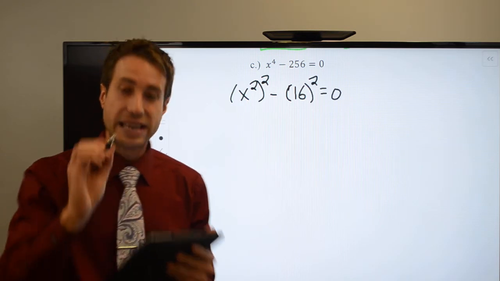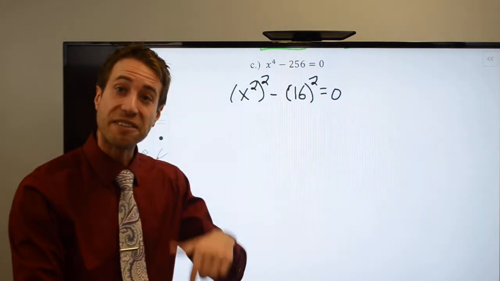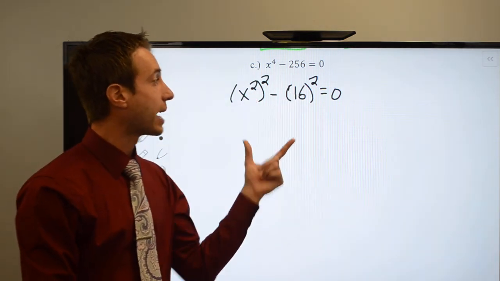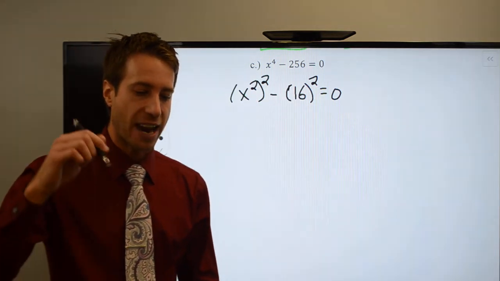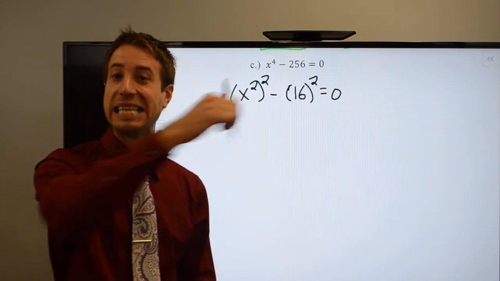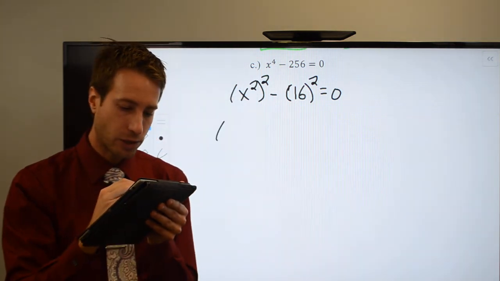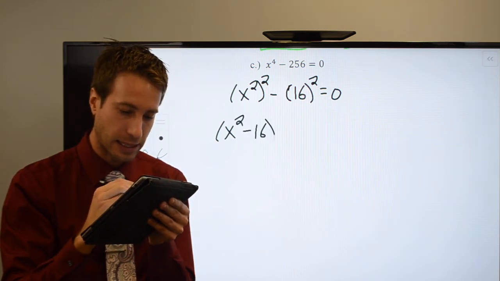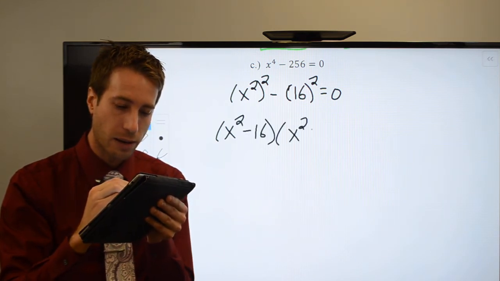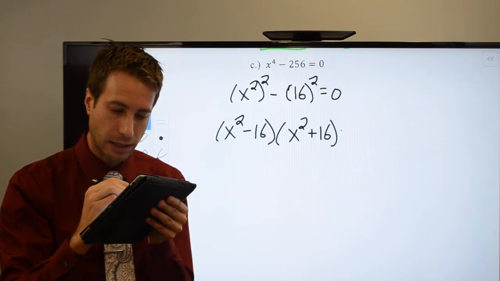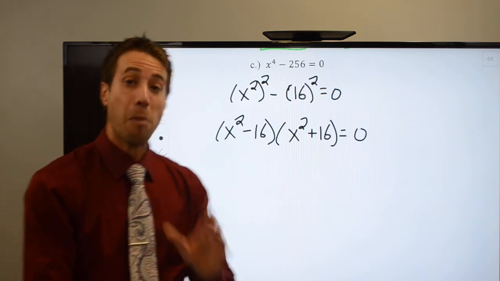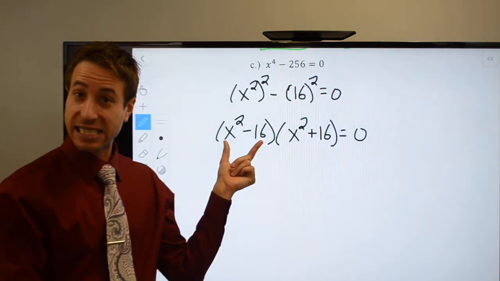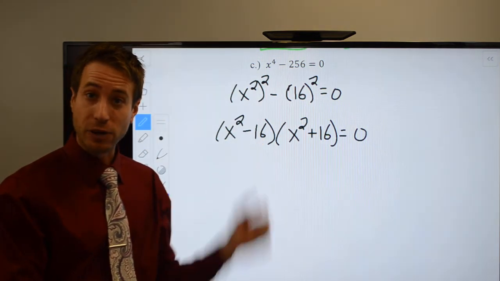squared. Now, because this fits the difference of squares formula, I know that I can rewrite this guy as two binomials that are a minus b and a plus b. So that's going to be an x squared minus 16 and an x squared plus 16, all equal to 0. But then you should recognize this as yet another difference of squares.